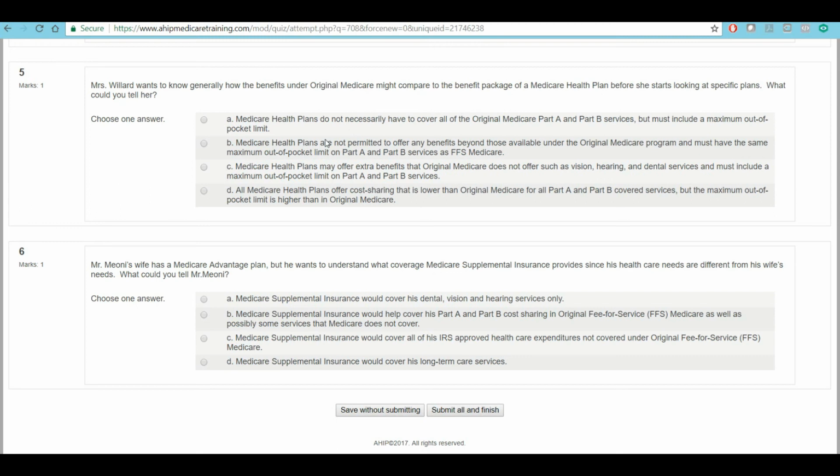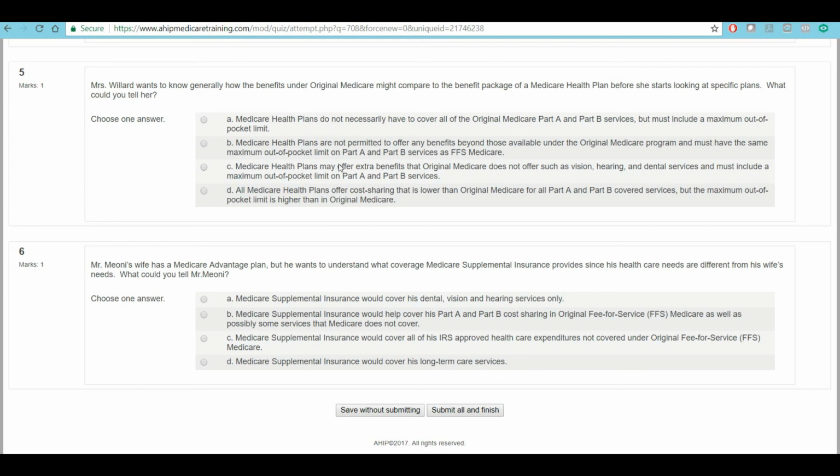Okay, so Part A here it says Medicare health plans do not necessarily have to cover all the original Medicare Part A and Part B services, but must include a maximum out-of-pocket limit. That's not true. They must cover all of the A and B services. Medicare health plans are not permitted to offer any benefits beyond those under the original Medicare program. Also not true, because they actually do include other benefits like dental, vision, and so on. The annual wellness physical every year is an additional benefit that original Medicare A and B does not have. So it's doing a better job than original Medicare.